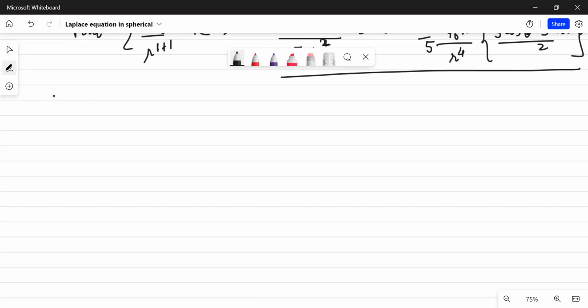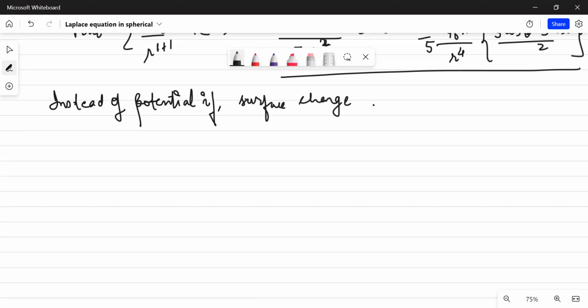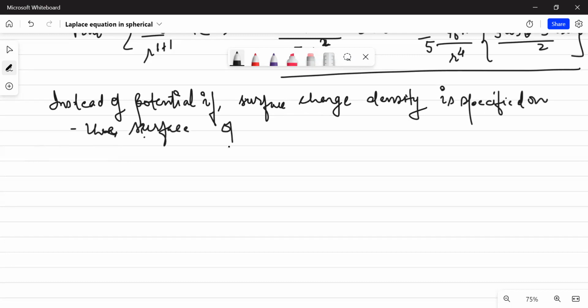Now the question arises: instead of potential, if surface charge density is specified, then what to do? Instead of potential, if surface charge density is specified on the surface of the sphere, then how do we approach such problems?